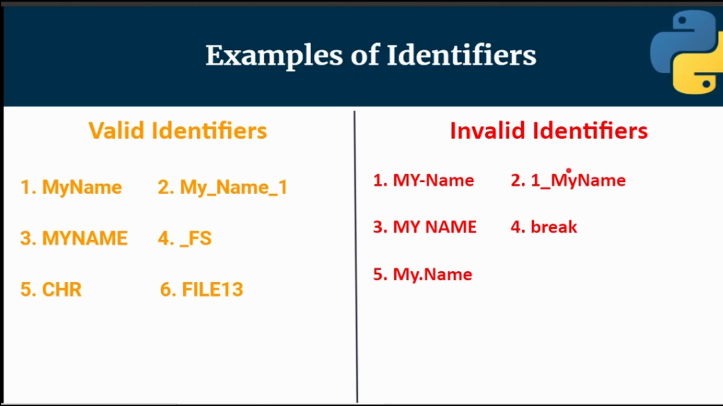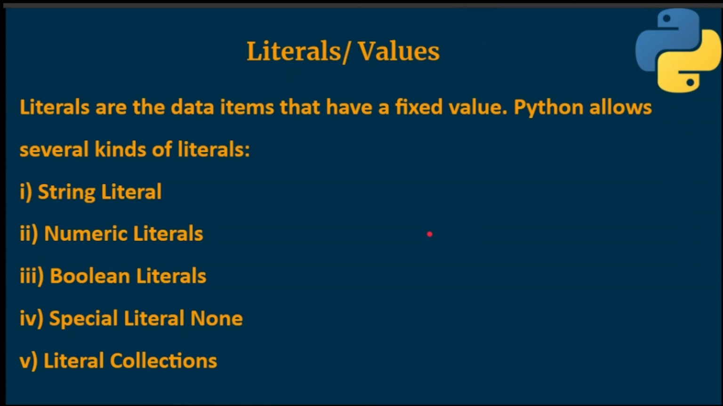Now there are some invalid identifier names also, which are written on the right hand side of the screen. As you can see, first is my-name where a dash is given. Second is 1_myname. Though an identifier can contain an underscore, it cannot start with a number, and 1 is written, so that's why it is invalid. And here my name, there is a space given. And one more thing, break is given, and break is a reserved word of Python, so you cannot take break as an identifier name. And then my.name is given and a dot cannot be taken. So in your exam, questions can be asked based on valid or invalid identifier names. So now come to literals.